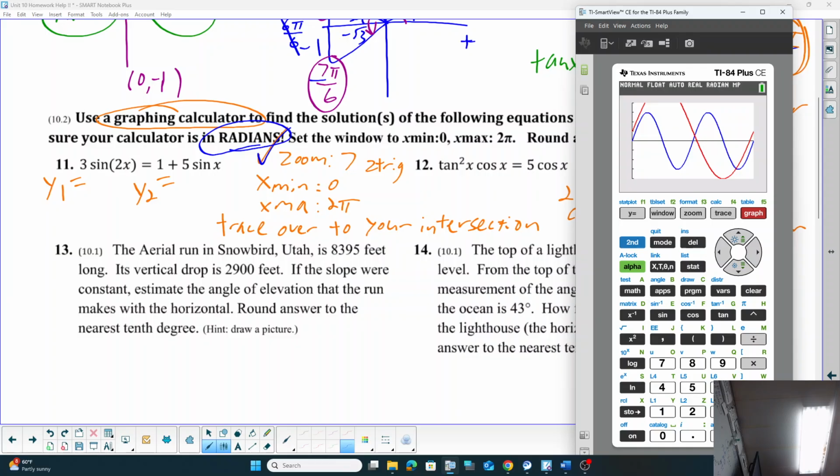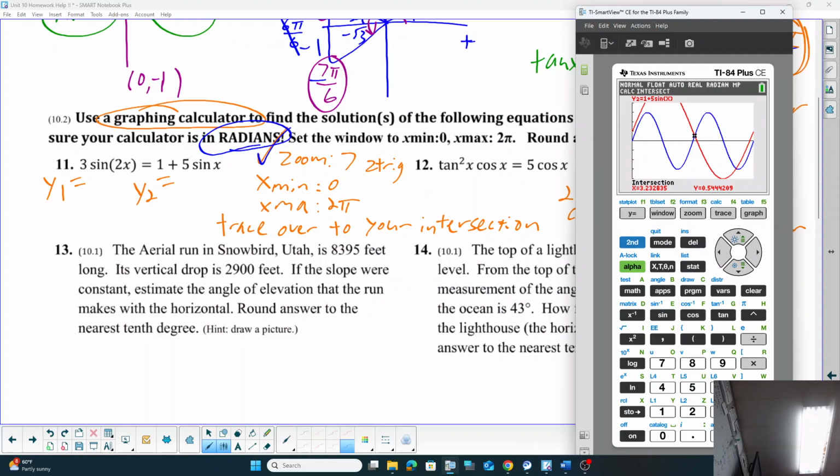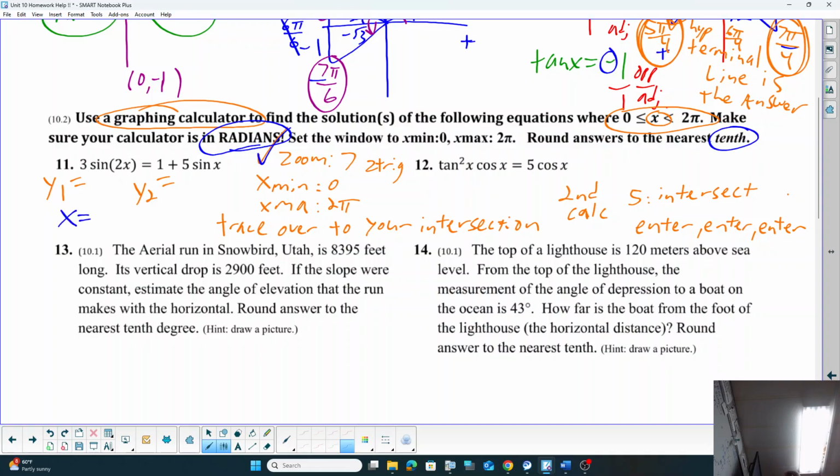There we go. Okay, so between 0 and 2 pi, I think I see 2 intersections. There's one of them. So we go trace over there, and then second calc, and then option 5, intersect, and then you push enter, enter, enter. And that's going to be 3.23. So round to the nearest tenth, that's 3.2. So our answer is x equals 3.2.